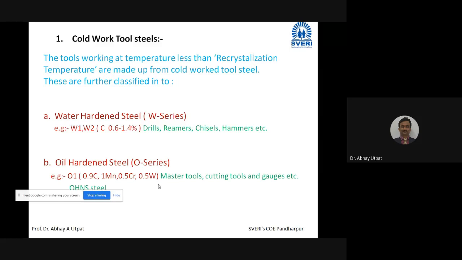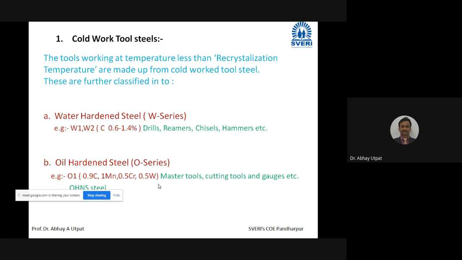Now, how to calculate recrystallization temperature? We calculate it based on one formula: 0.4 times the melting point temperature. Means if an alloy's melting point is 1000 degrees Celsius, its recrystallization temperature is 0.4 times that, which is 400. This is simple logic. If you are working on that particular object at less than 400 degrees Celsius, you have to use cold work tool steel.